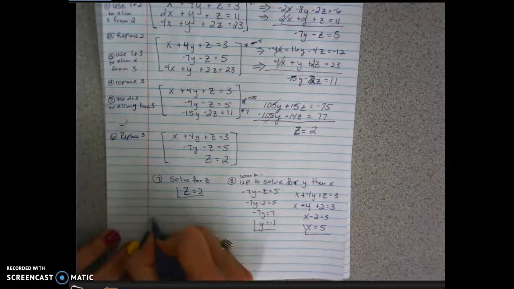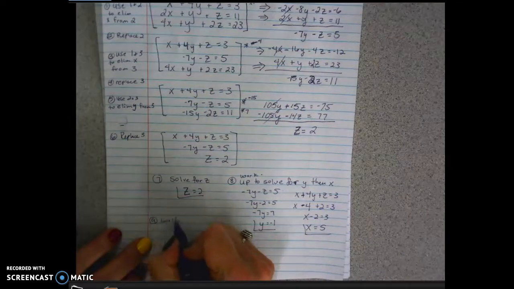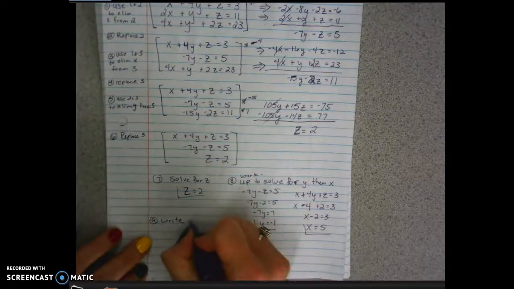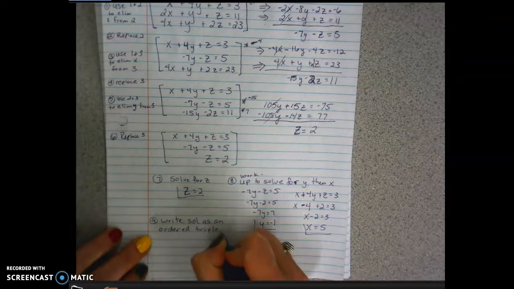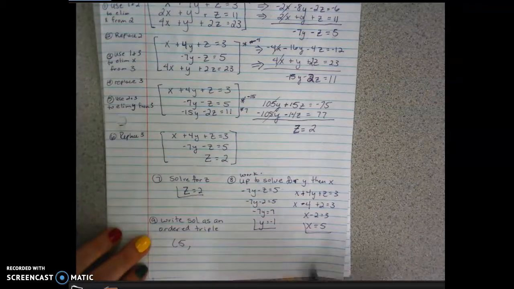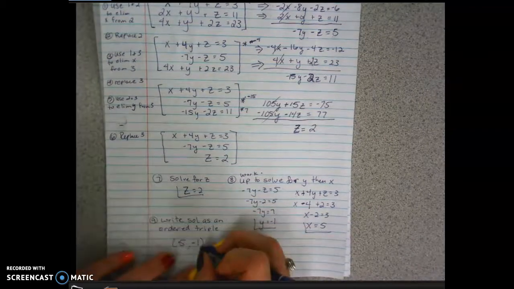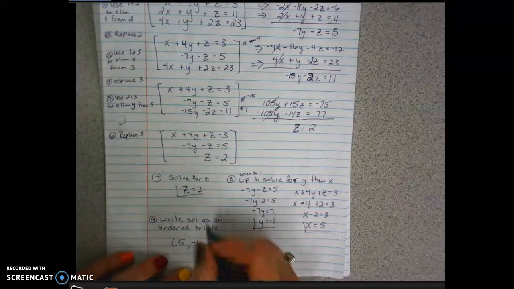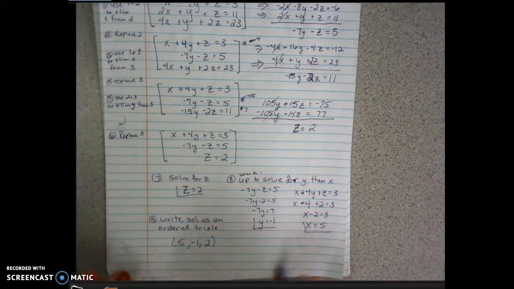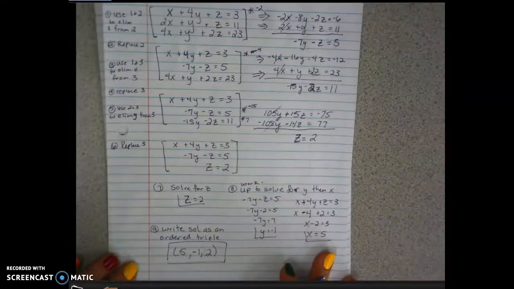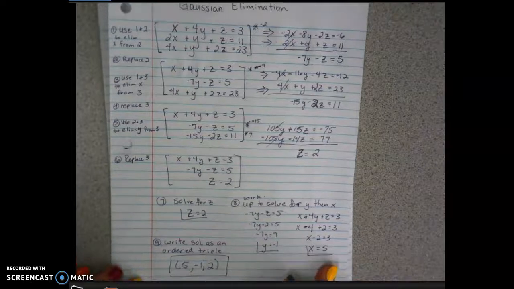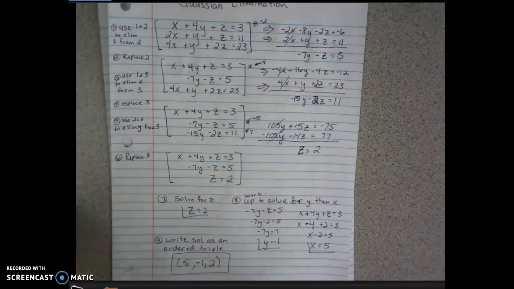Last step, since I've got 3 equations and 3 variables, I'm going to write the solution as an ordered triple with my x, y, and z in that order. So x is 5, y is negative 1. Oops, I'm so used to 2 equations. x is 5, y is negative 1, and z is 2. And just like that, you have solved a system of 3 equations with 3 variables using Gaussian elimination. I'll try to leave the screenshot with your steps. And that's it.